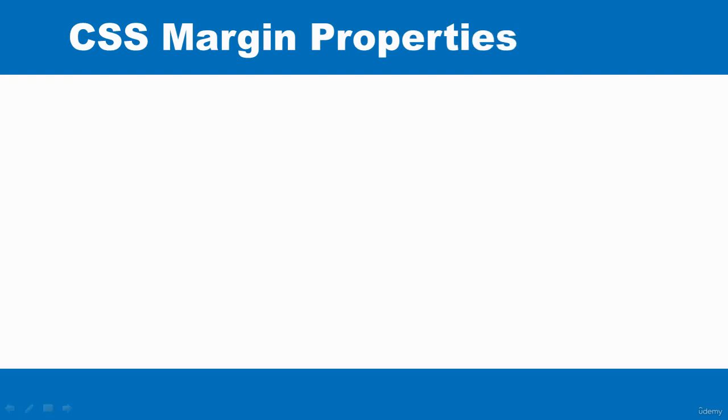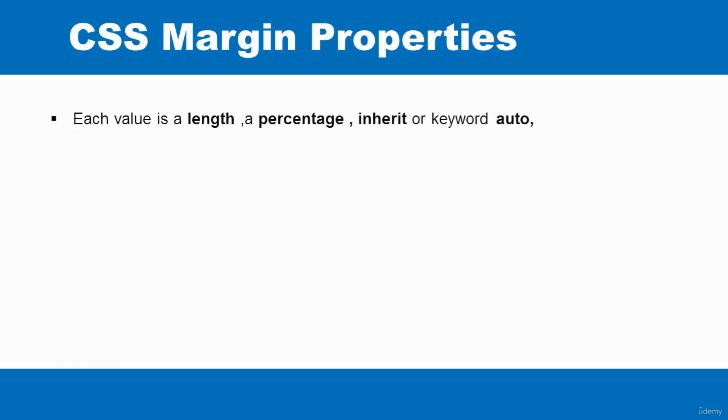All margin properties have several values. So the margin property can have a length value, percentage, inherit, and also the keyword auto. The length basically specifies a margin in pixel, point, centimeter value, and so on, depending on whatever unit of measurement you are using. But it basically specifies a margin in whatever measurement you are using, which basically refers to the size of the margin as a fixed value.